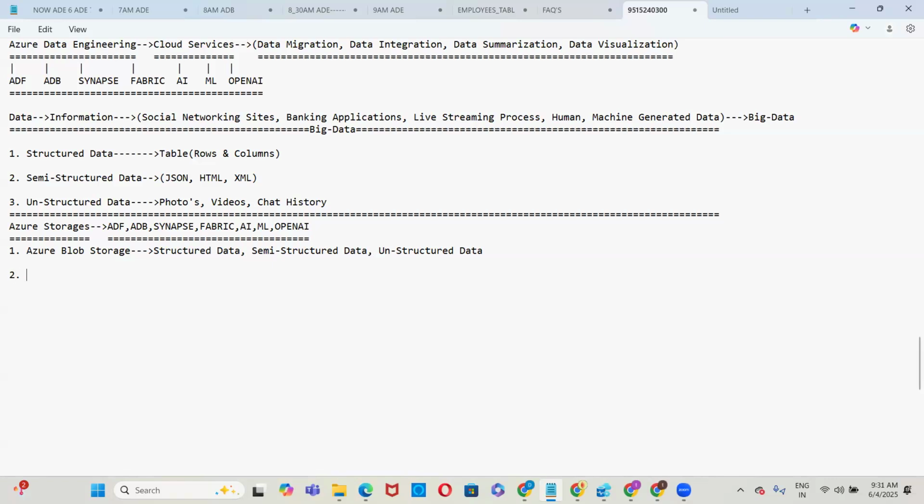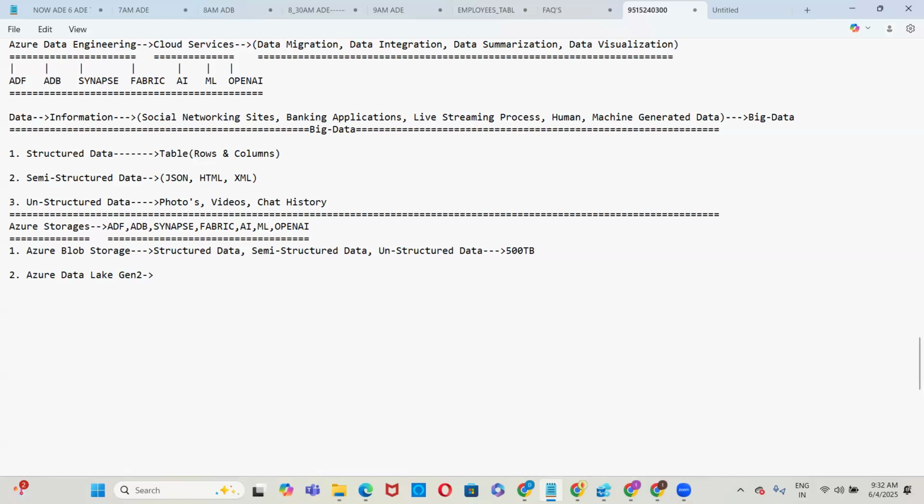The second one, guys, is Azure Data Lake Gen 2. So why is Azure Data Lake Gen 2 introduced rather than using the blob storage? Basically, you have a bug here. We can store up to only 500 TB of data. You cannot store more than 500 TB of data into Azure Blob Storage.